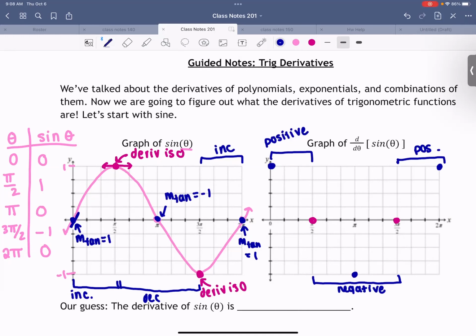So I'm kind of giving you a free point here. Looking at the pieces that we have of this graph right now, is there anyone who can tell me a guess of what the derivative of sine is? It's a cosine wave, right?